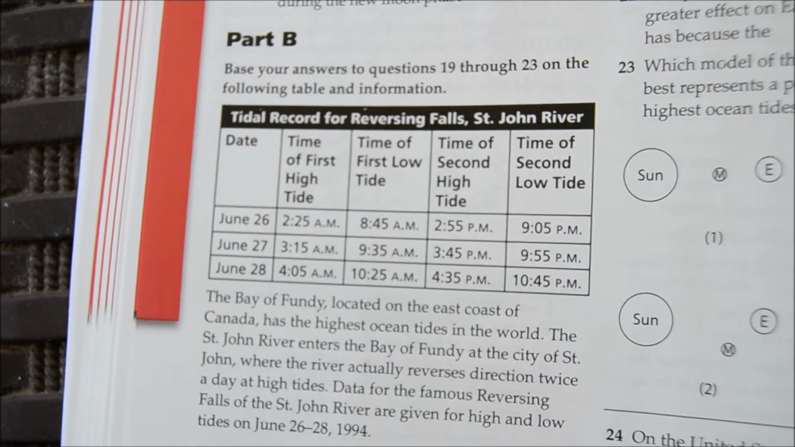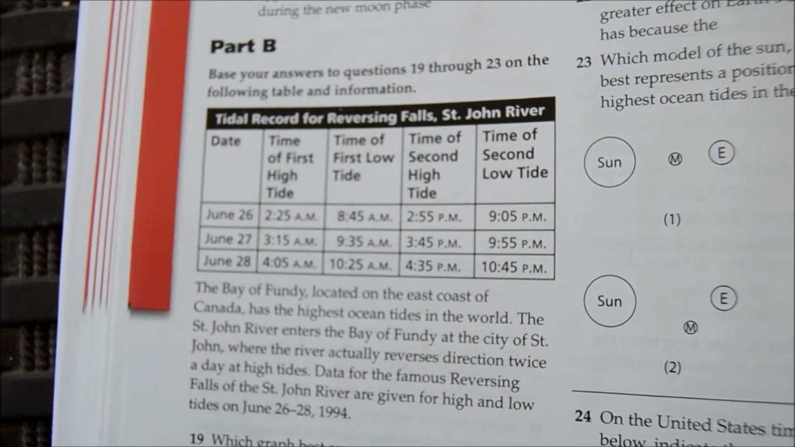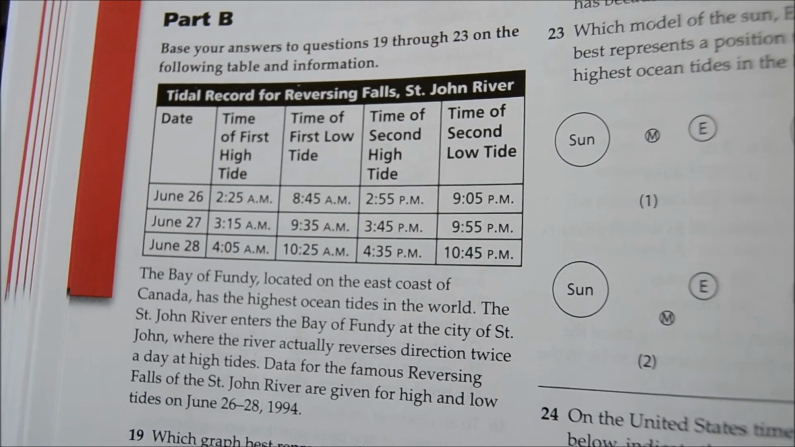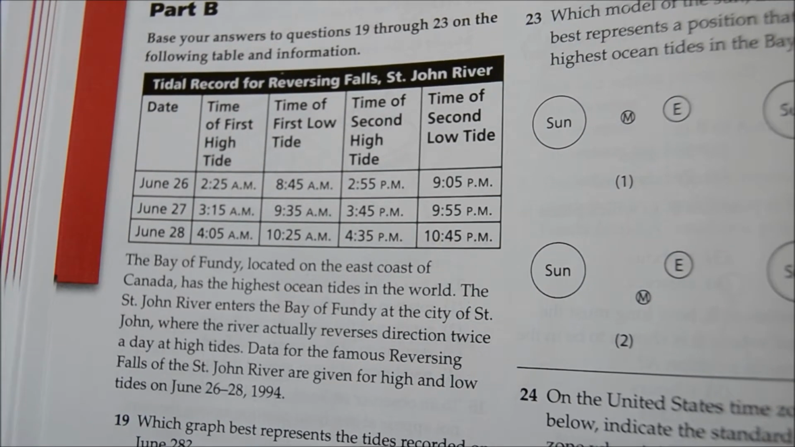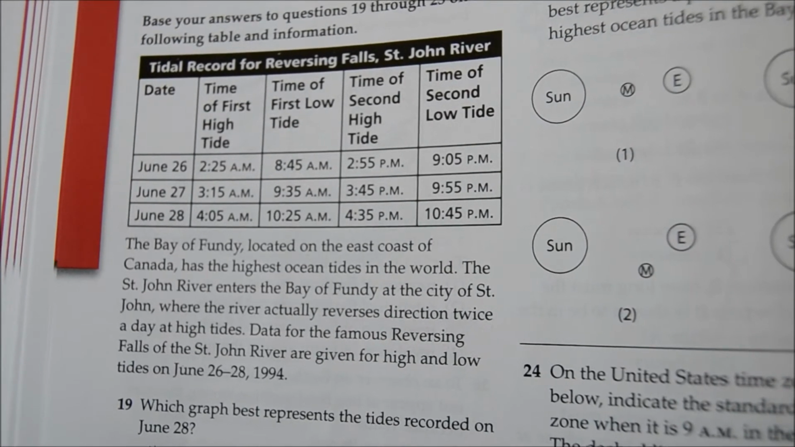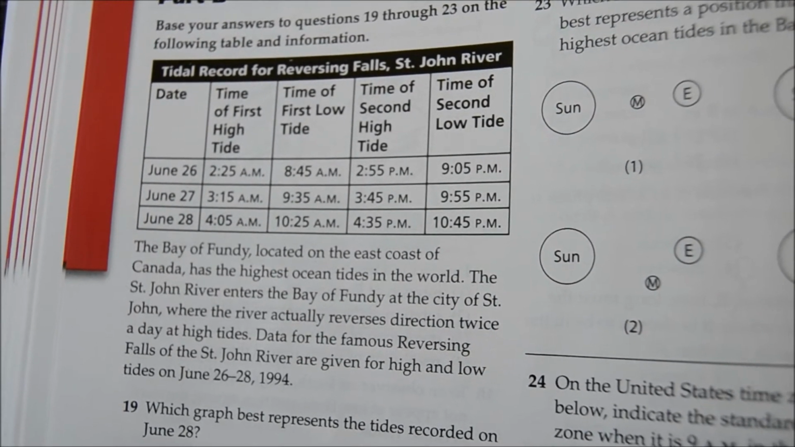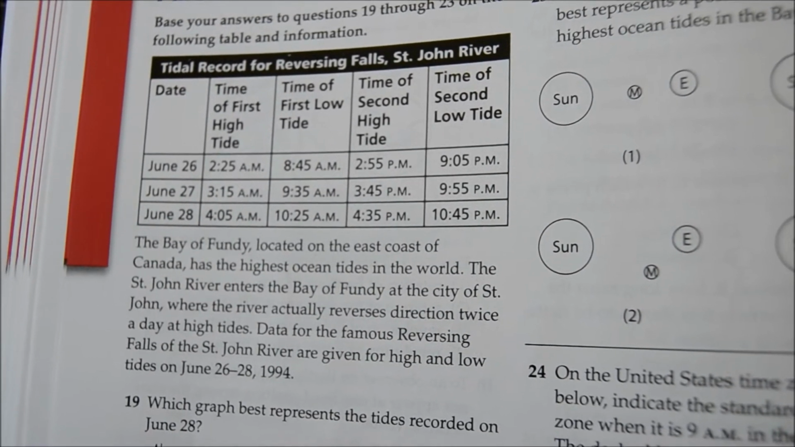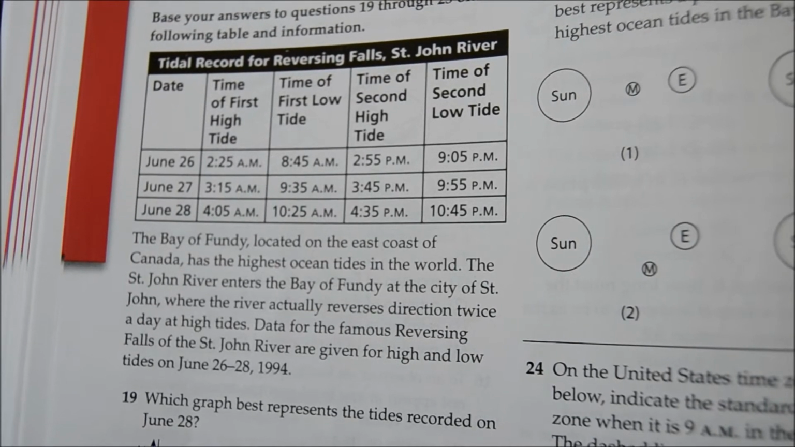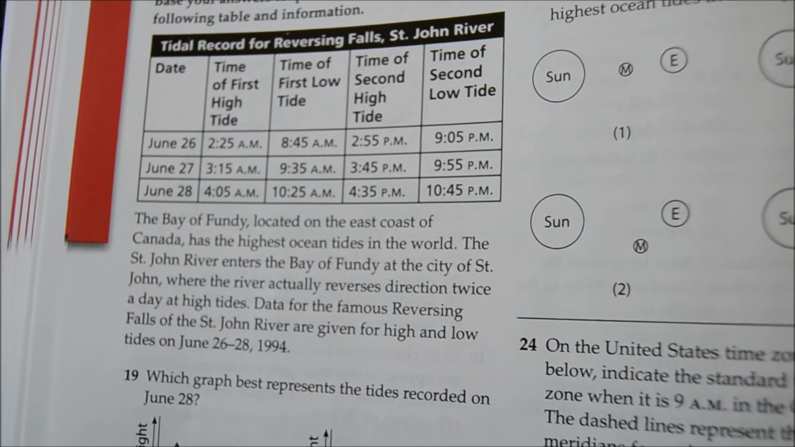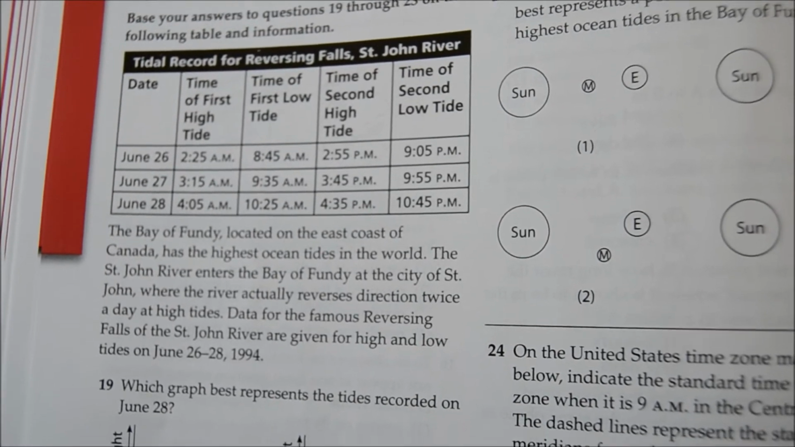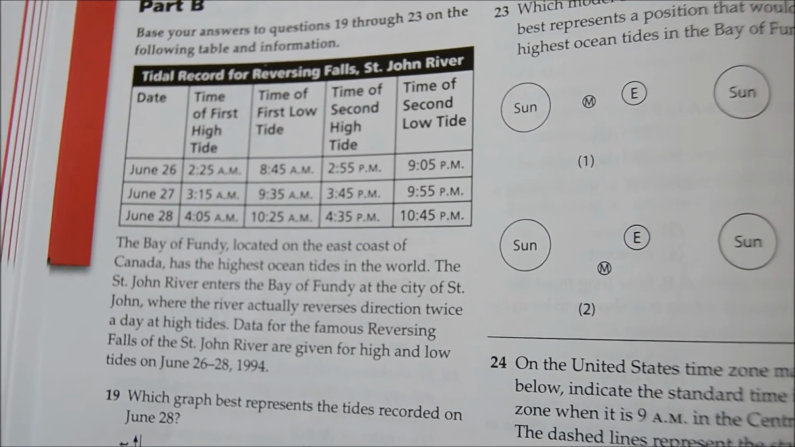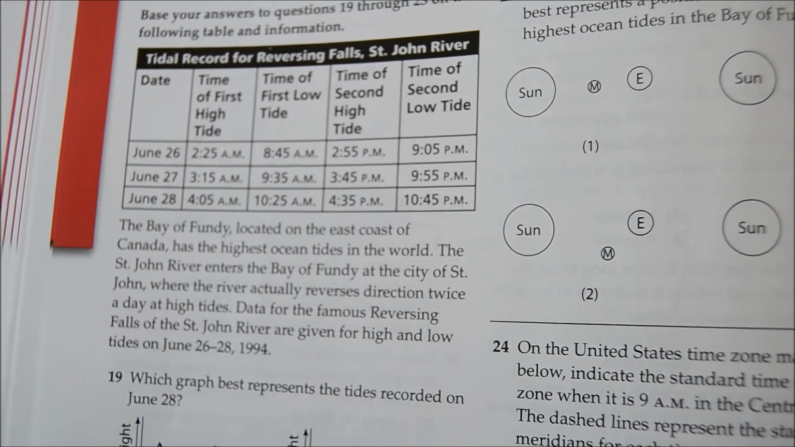Part B. Base your answers to questions 19 through 23 on the following table and the information. So you're looking at 3 dates when they give you the first high tide, the first low tide, second high tide, and the second low tide. The Bay of Fundy, located on the east coast of Canada, has the highest ocean tides in the world. The St. John River enters the Bay of Fundy at the city of St. John, where the river actually reverses direction twice a day at high tides. Data for the famous reversing falls of St. John River are given on high and low tides at June 26 through 28, 1994.